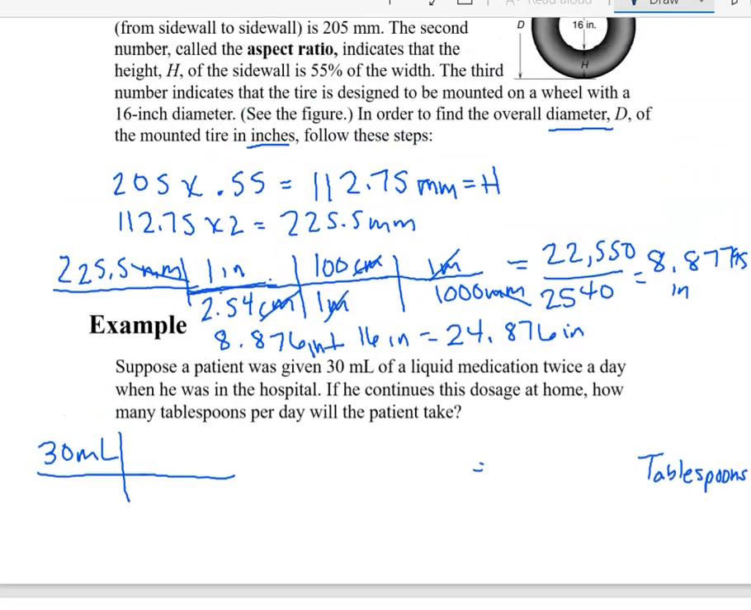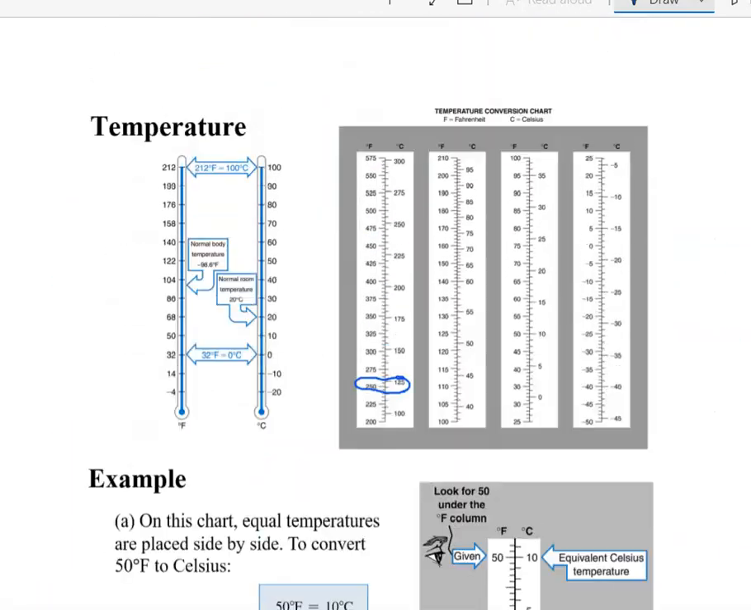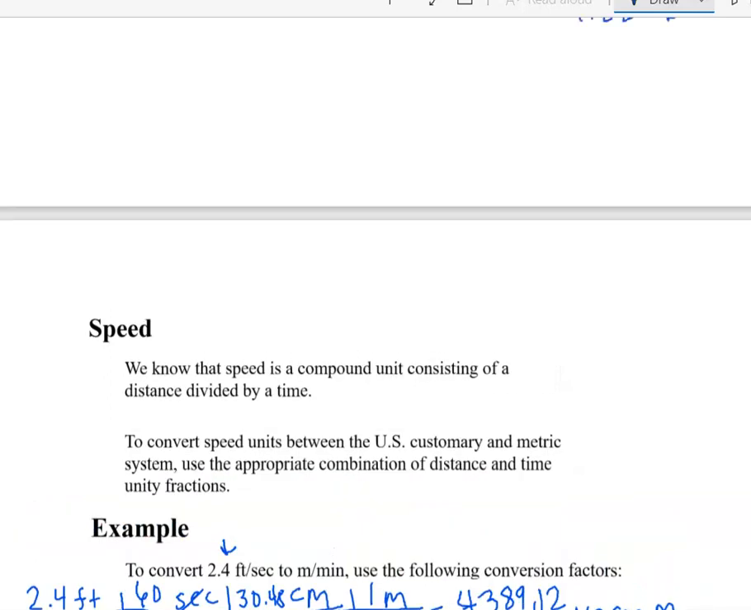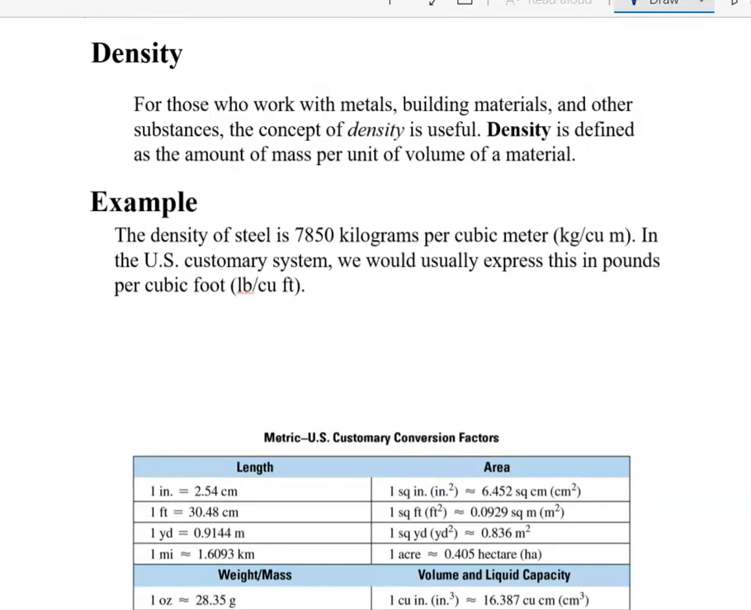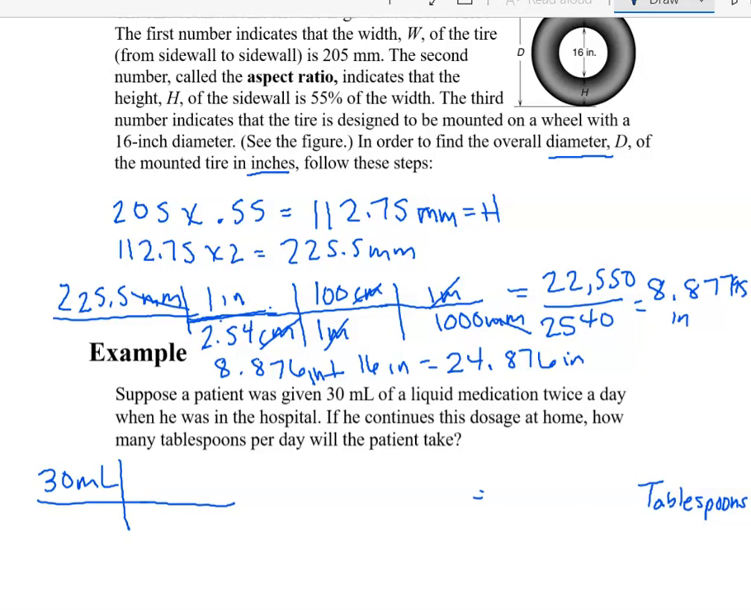Okay, so we have 1 tablespoon is 15 milliliters. So 15 milliliters is 1 tablespoon. Those are going to cancel. And 30 divided by 15 is going to be 2 tablespoons, but this needs to happen twice a day. So in one day, he needs to have 4 tablespoons altogether.